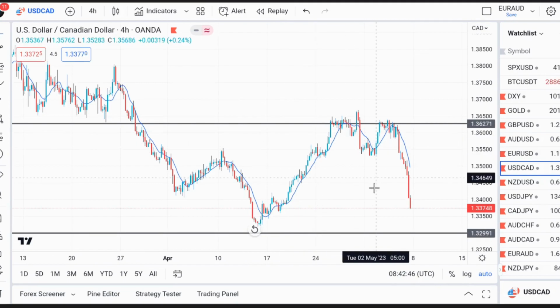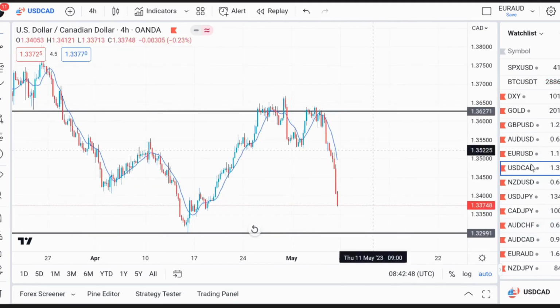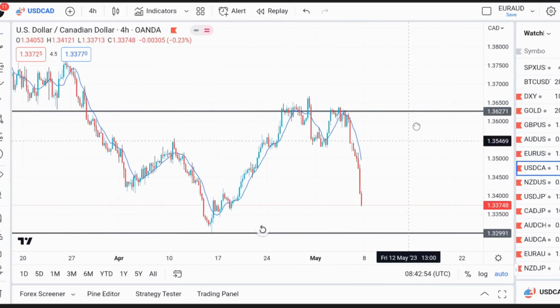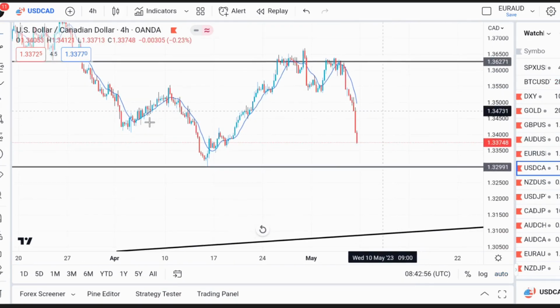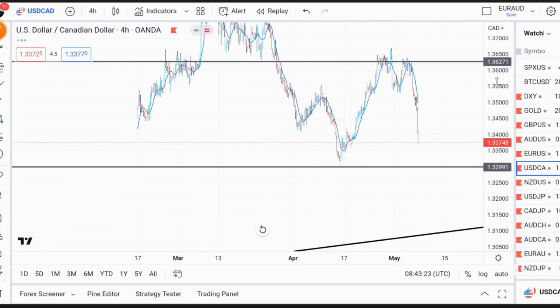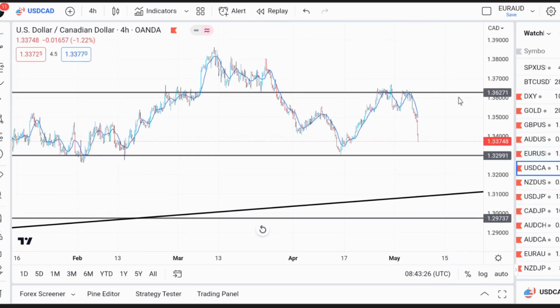As you can see, we have a very big move to the downside last week. So this week you might just see a retracement, maybe going to test this level and then subsequently break out to 1.32991. After breaking this level, this is the next level we are looking at on US dollar CAD. So let's see how it goes right there.